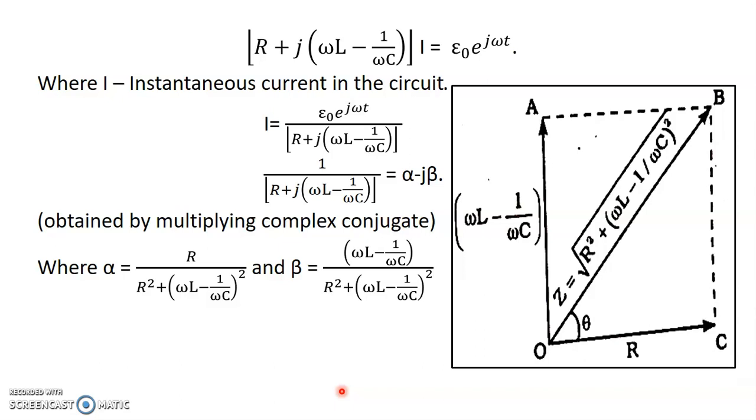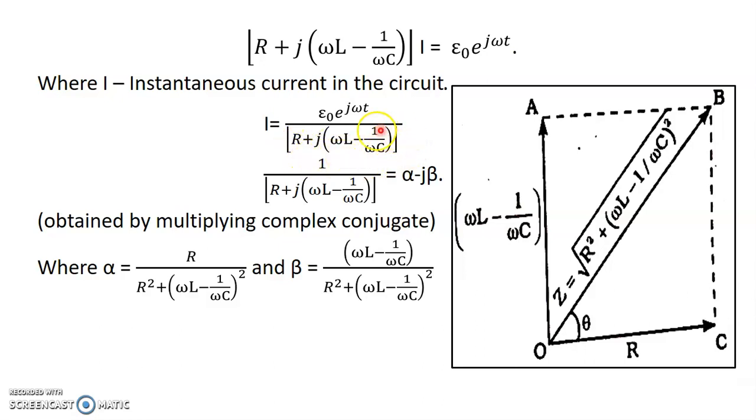Now, applying Ohm's law, R plus j omega L minus 1 over omega C, into I is equal to epsilon naught e power j omega t. So using this expression, I is equal to epsilon naught e power j omega t divided by R plus j into omega L minus 1 over omega C.